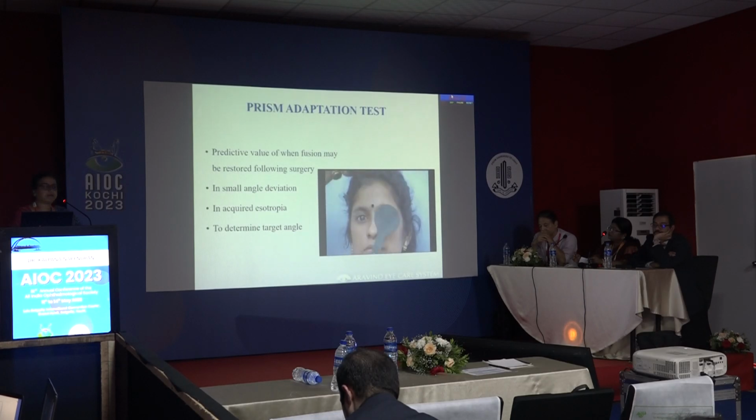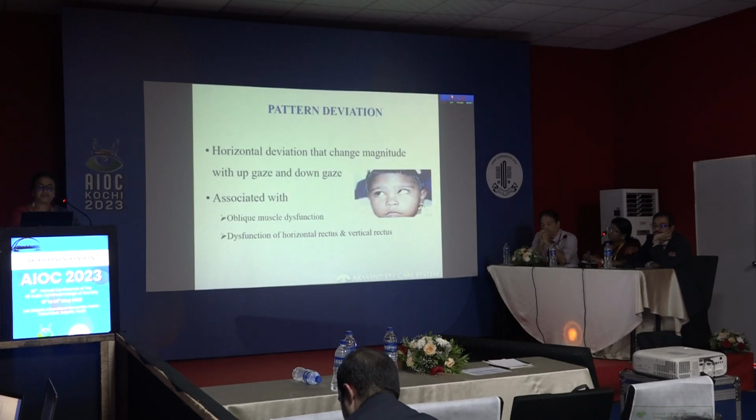And then this is prism adaptation test. When you're not very sure about this, you can do a prism adaptation where you can put Fresnel prisms to get the right amount of deviation, especially when the patient is very particular cosmetically. Then this is important. Then pattern deviation, always look for oblique muscle dysfunction.